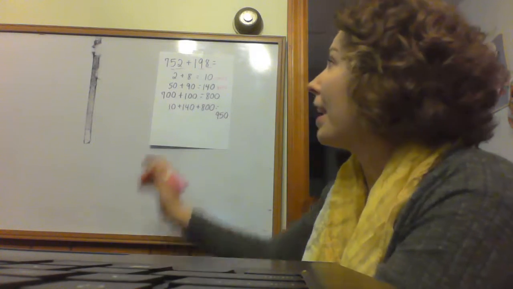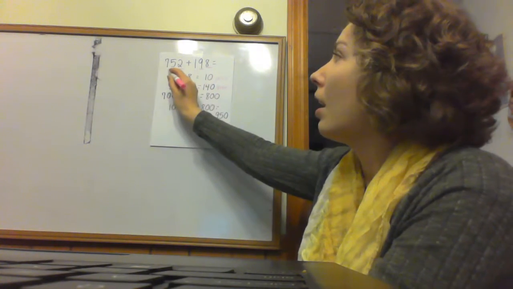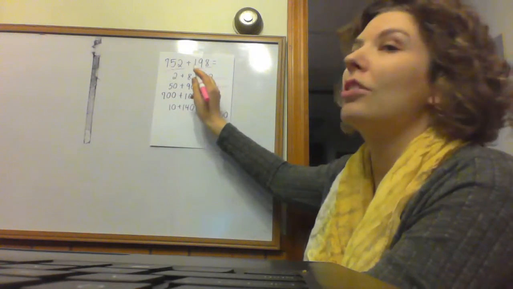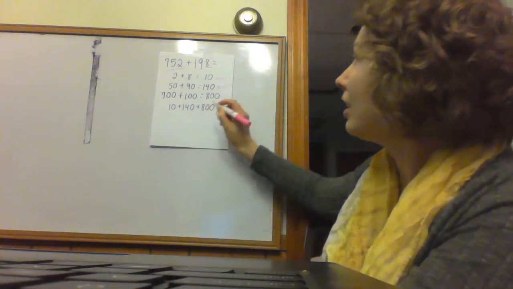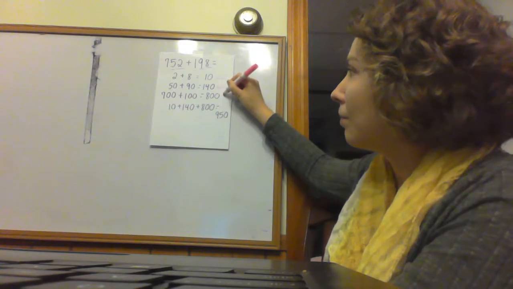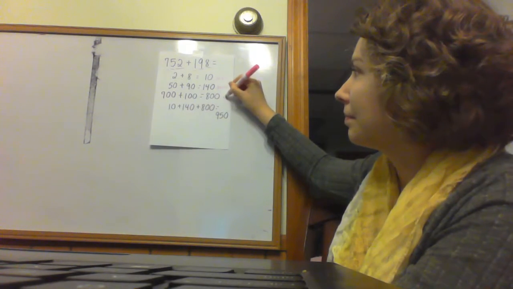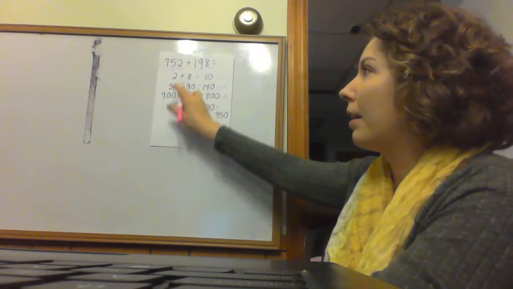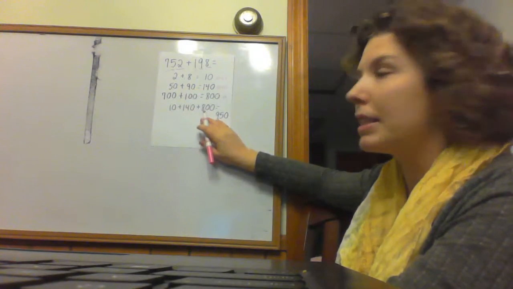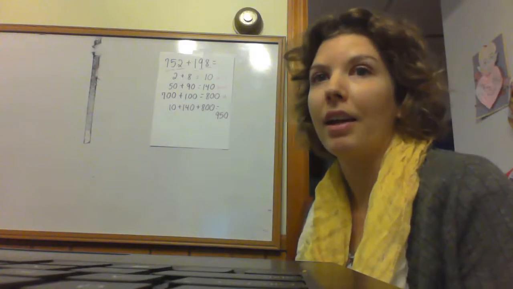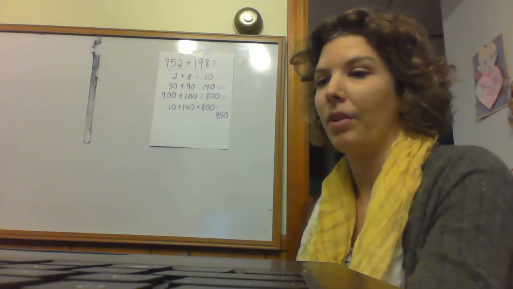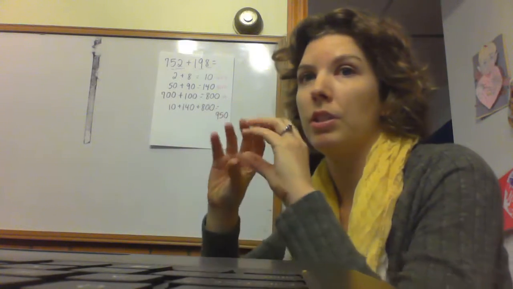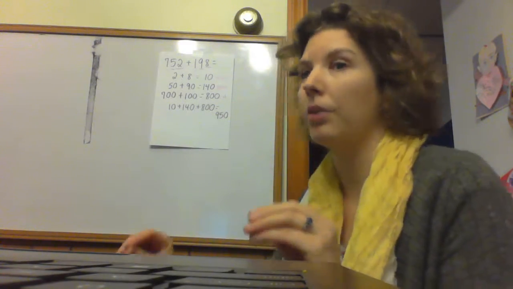All right, then I move over to the hundreds place. 7 hundreds plus 1 hundred equals 8 hundreds, or 800. So then I combine everything back together and I have 950. Okay, so students are welcome to use this strategy as well, just decomposing, breaking apart numbers.